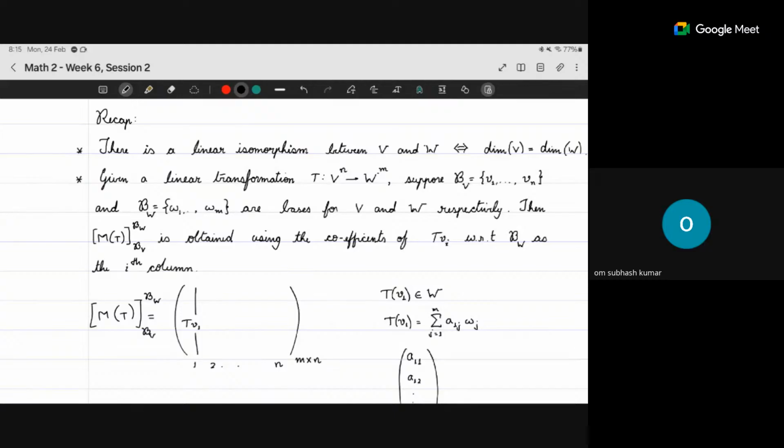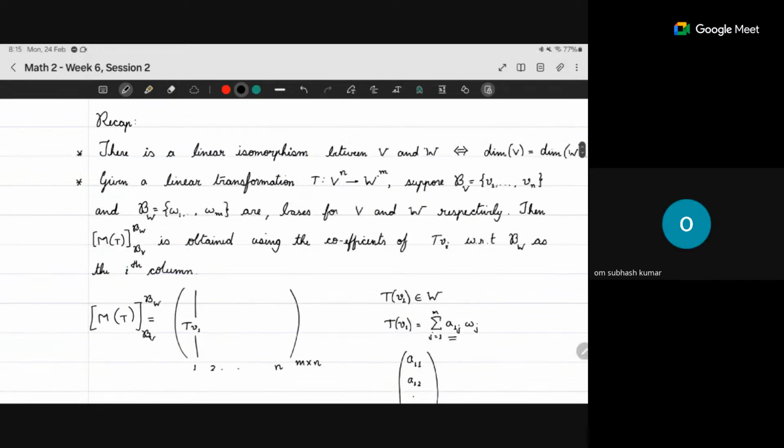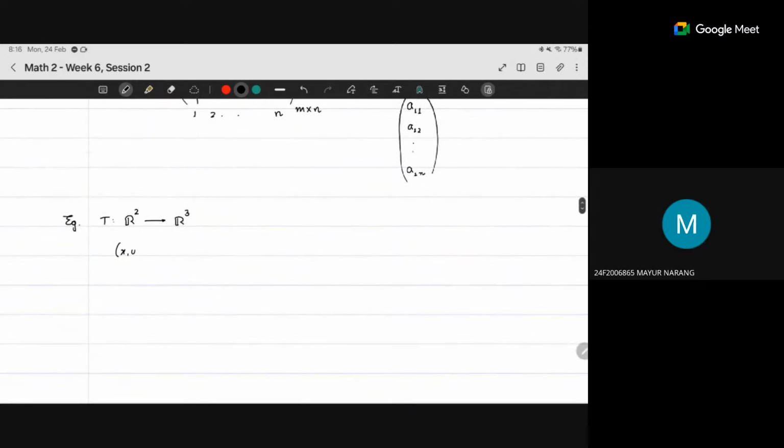Then you collect all these coefficients in that order. So here, it is important that this is an ordered basis. The order in which you consider them also matters. So let's take an example and we'll actually see how this changes. X plus y, let's say x minus y.